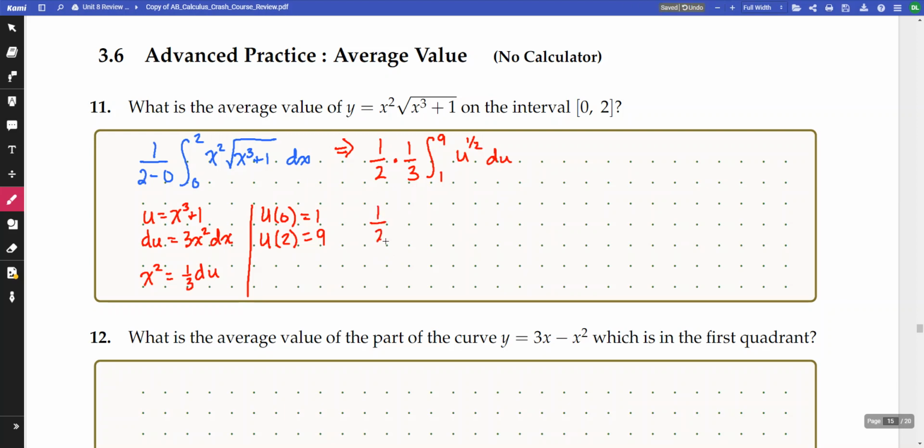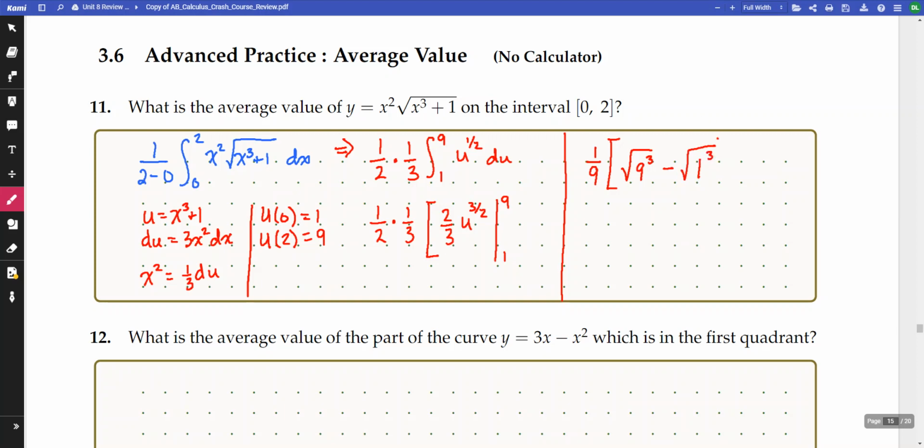Right? If I evaluate this, that's going to be 1/2 times 1/3, right? And then the antiderivative of u to the 1/2 is 2/3 u to the 3/2. And I'm going to be evaluating that from 1 to 9. The 2/3 is in common, so I can go ahead and have 1/2 times 1/3 times 2/3. Well, that's just going to be 1/9. And I'm going to have 1/9 times, right? u to the 3/2 is the same thing as the square root of 9 to the third power minus the square root of 1 to the third power.